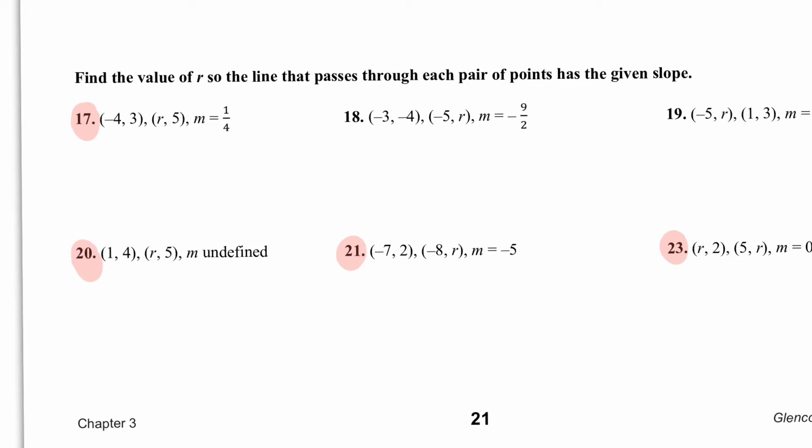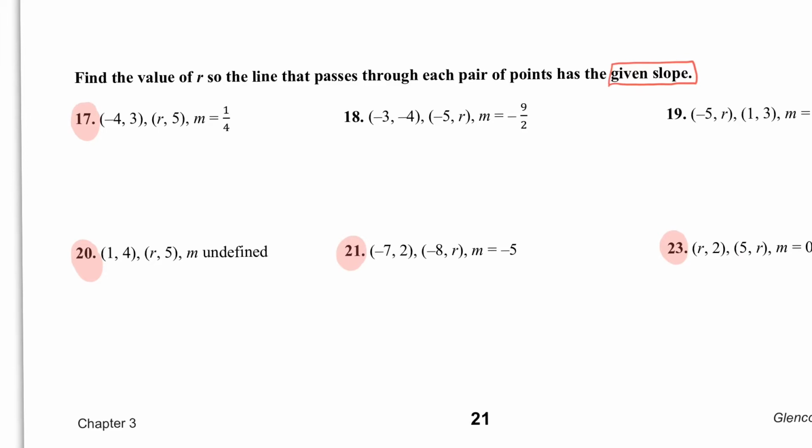It says find the value of r, so that's the variable that we're looking for. So the line that passes through each pair of points, so we know the line actually passes through those points, but it has a given slope. So we are going to be given a slope that we can use in order to find that given point.